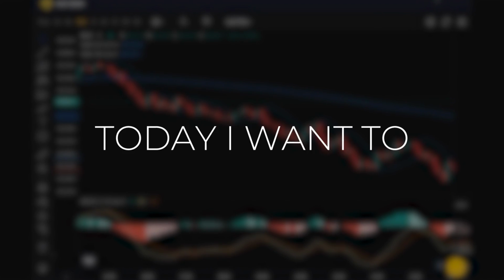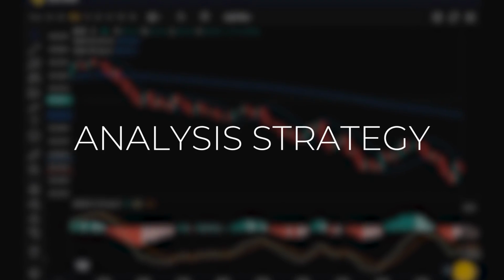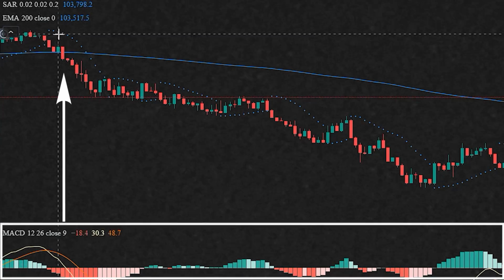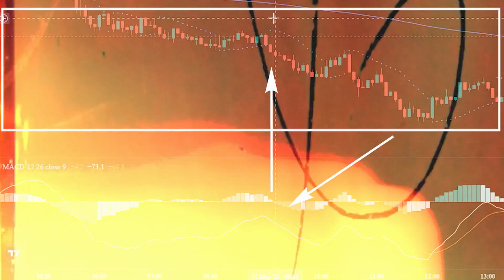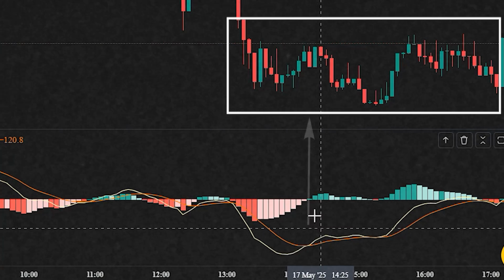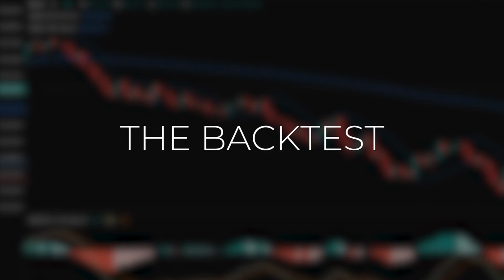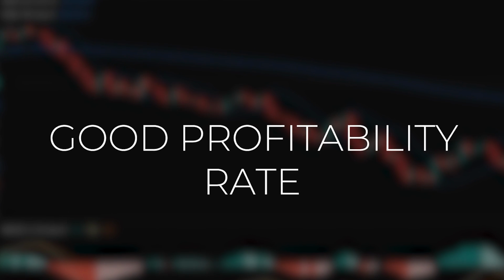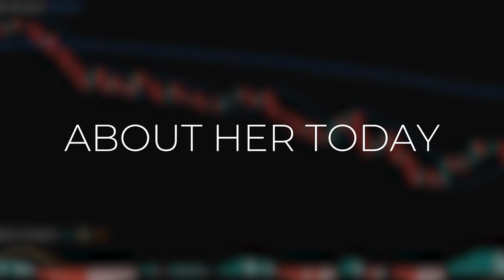Hi pals, today I want to tell you about an analysis strategy, which seems to be complicated only at first sight because it consists of 3 indicators, but in fact it is quite simple, and its signals can be used even by beginners. This strategy, if you look at the back test, shows very good results, a good profitability rate, and that's why I want to tell you about it today.